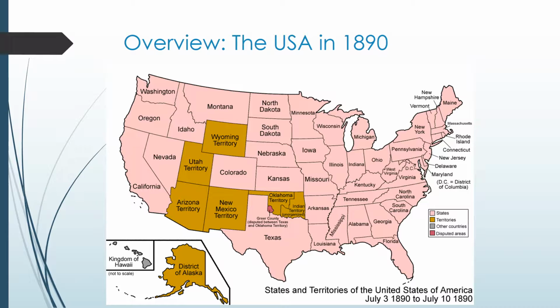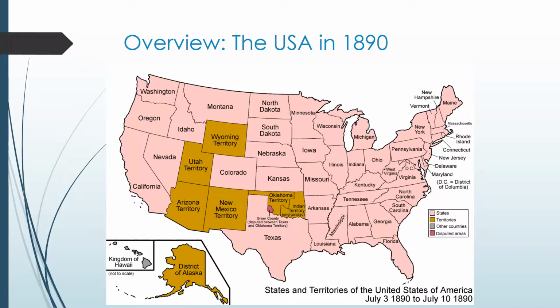So all the pink areas are states, and the sort of barfy brown colored areas are territories. So these are areas controlled by the United States that are not yet states. And these are mostly places where not very many people live. So there's Wyoming, Utah, Arizona, New Mexico, and Oklahoma, which is largely Indian territory. And then there's also Alaska, which the United States bought from the Russian Empire back in the 1860s. But Alaska is mostly empty and not very many people live there either, so they're all still territories.